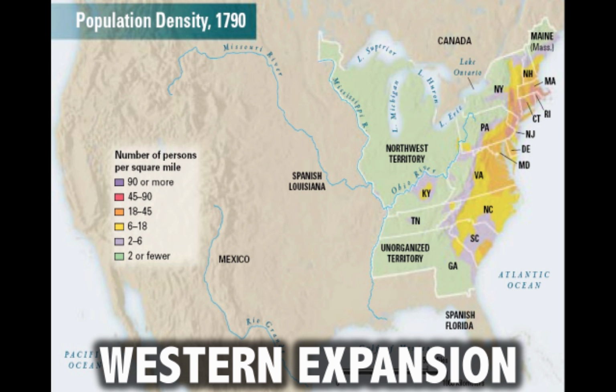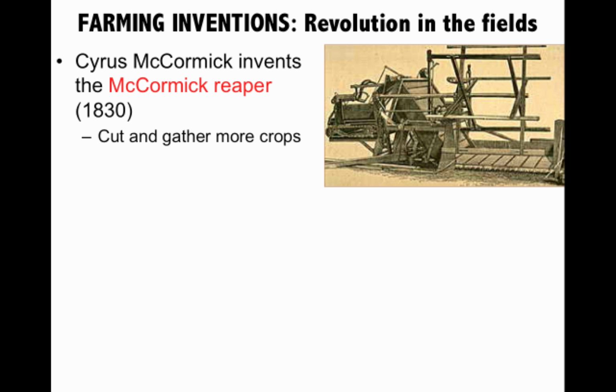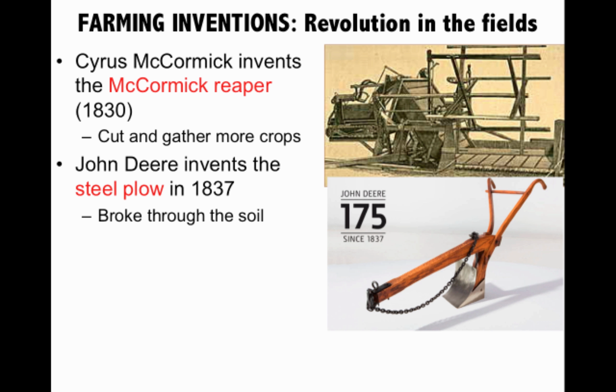Western expansion is a key theme during this time period. Here you have in 1790 the population density, and here it is by 1830. People are moving west. This new transportation allows that to take place, but you also have new inventions, a revolution in the field. McCormick invents the McCormick Reaper in 1830, which allows crops to be gathered much more efficiently. You have John Deere inventing the steel plow in 1837, which allows farmers to break through the soil much easier.